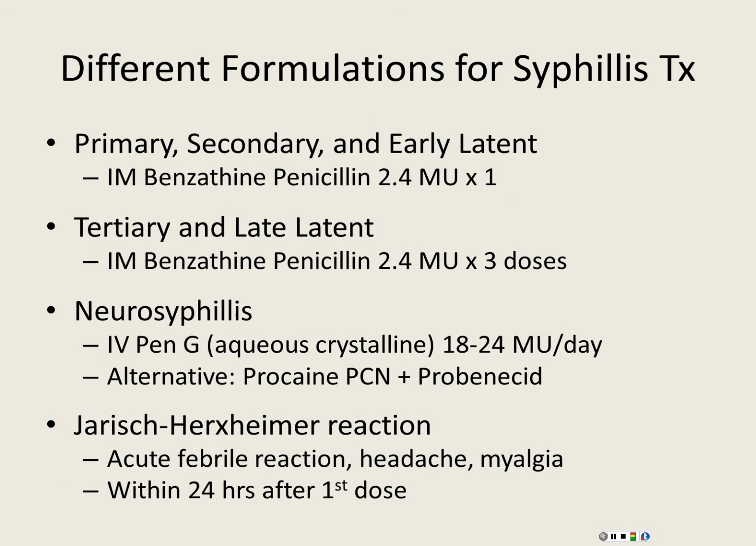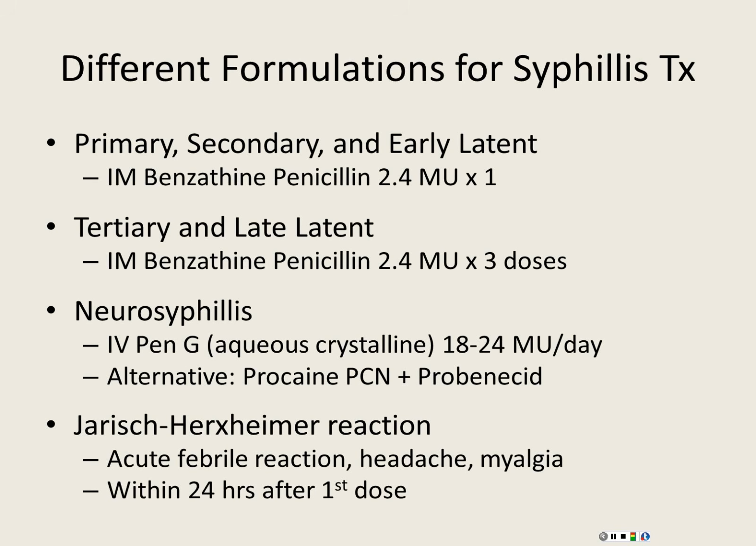Just for a quick review of different formulations for syphilis, because it can get very confusing, looking at these different formulations that are available within the penicillins. The treatment for primary, secondary, and early latent syphilis is the IM benzathine penicillin 2.4 million units times 1 dose, and that is the long-acting penicillin product. For tertiary and late latent syphilis, it's IM benzathine penicillin, but for 3 doses. So that knocks out our answer number B on the previous slide.